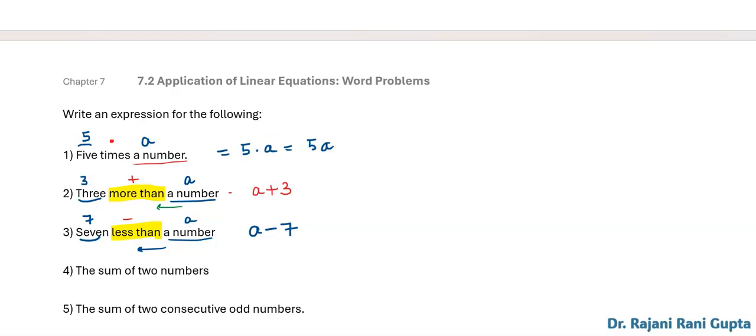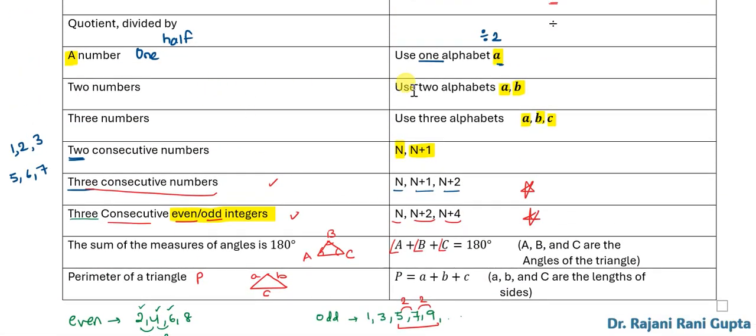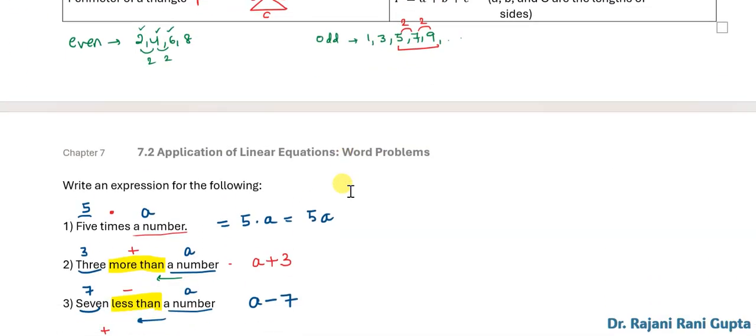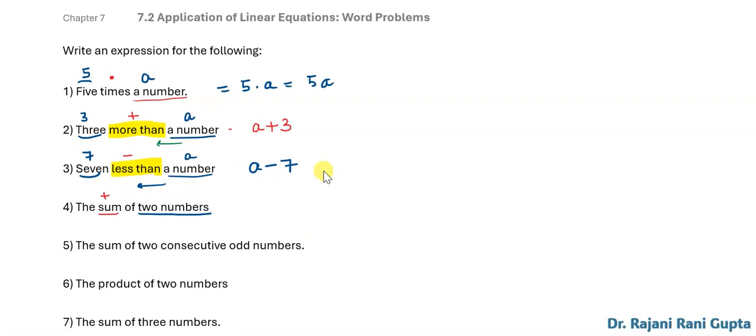Sum of two numbers. For sum, what do we use? Plus. Two numbers, they are simply saying two numbers, so two numbers means two alphabets, A and B. So if you have a plus sign and two numbers, how will you write the expression? A plus B. Sum of two numbers. Here again, sum of means plus.